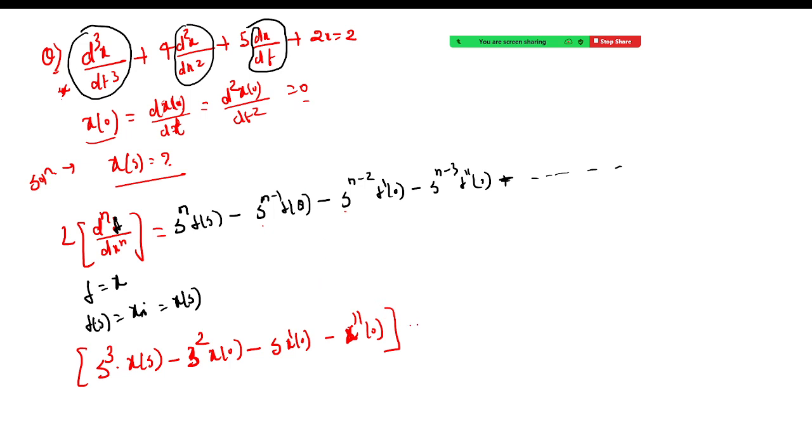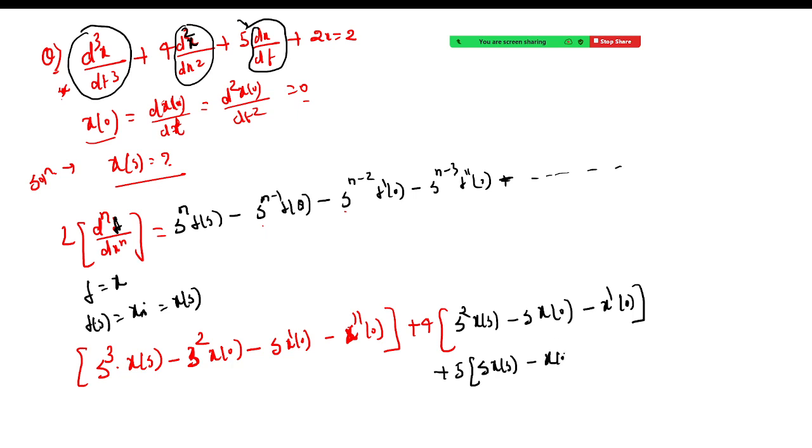Next one is 4 into, now I have to write this for d2x by dt2. So here n is 2. Can I write s to the power 2 X(s) minus s to the power 2 minus 1, so s x(0) minus x dash 0. Now I have to write for dx by dt, so can I write 5 dx by dt? Here n is equal to 1 only. So I can write s X(s) minus s to the power n minus 1, so s to the power 0 x(0), right, plus 2 X(s), right? And the Laplace of 2 will be equal to what? 2 divided by s.